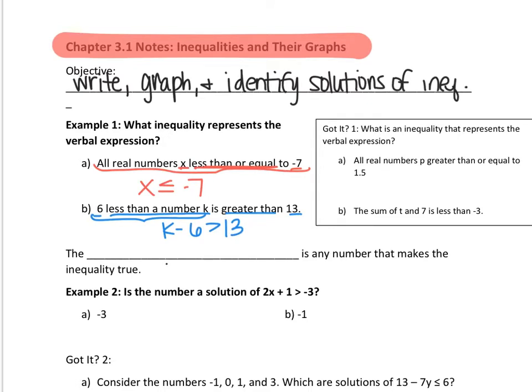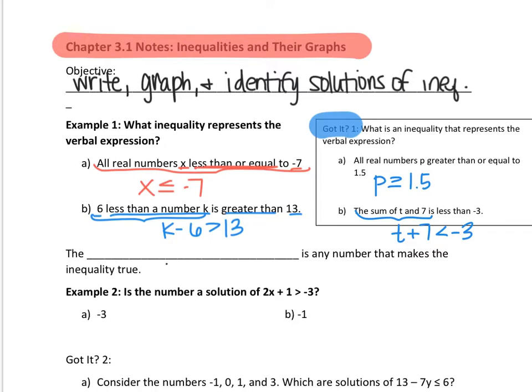Okay, got it. Number 1, I want you to try this on your own. Pause the video, do it yourself, and I'll give you the answer in just a second. Okay, A, all real numbers p greater than or equal to 1.5, p greater than or equal to 1.5, and then B, the sum of t and 7 is less than -3. T plus 7 less than, no line under it, -3.